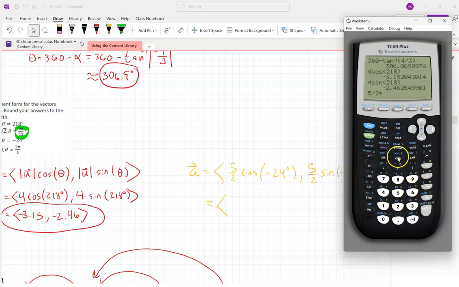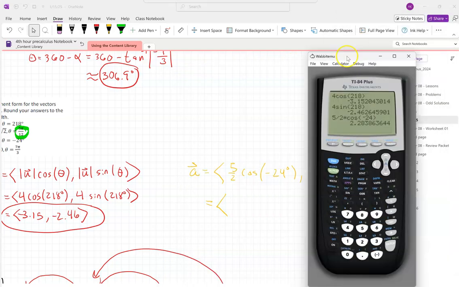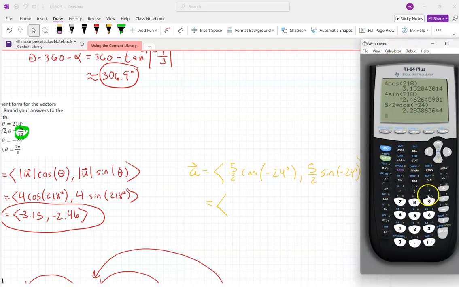Negative 24 was given to me in the problem. That was the direction. Where'd you get 29? Is it a problem? That's 24. Oh, sorry. I wrote 29. It's probably just my bad penmanship. You know, I understand that it's not always the neatest handwriting in the entire world. So that would be 2.28 comma negative 1.02.